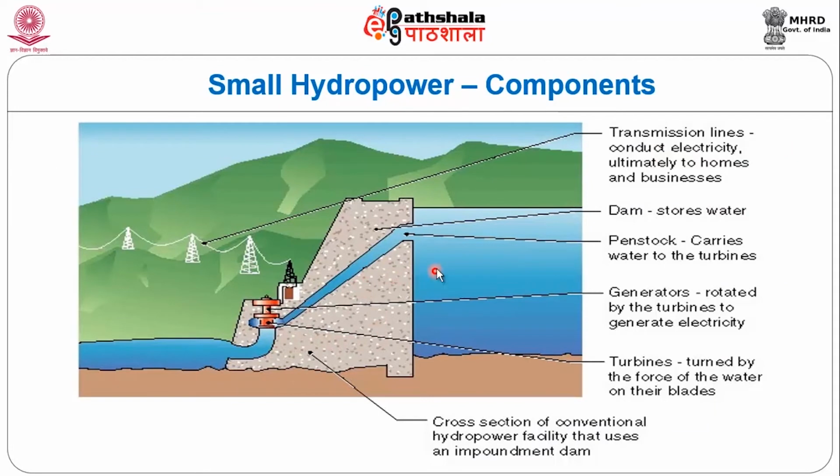Here is the transmission line. After the power generation, the power is distributed through the transmission line. This is the dam storage to store the water, and this is the long penstock, through which the water gushes out and enters the turbine blades. And this is a generator, and it generates electricity. And this is a turbine. Various turbines may be used as the hydraulic turbine to generate electricity. And these are the major components of small hydropower.